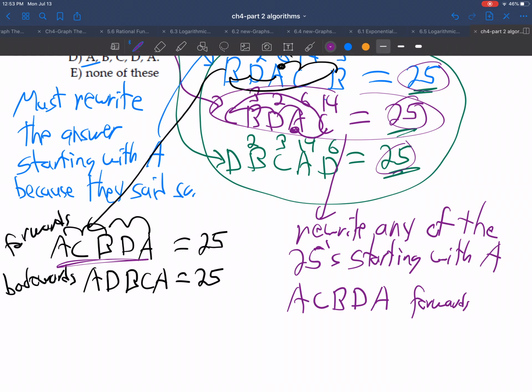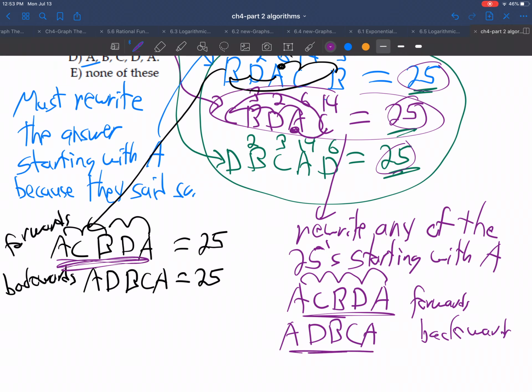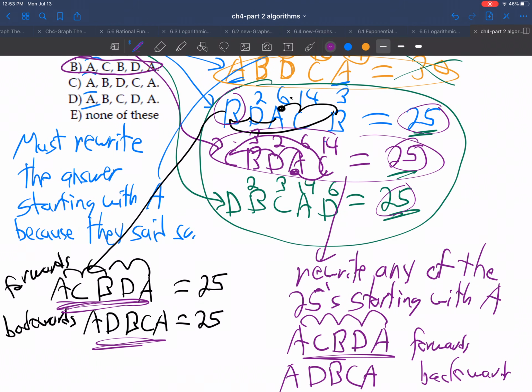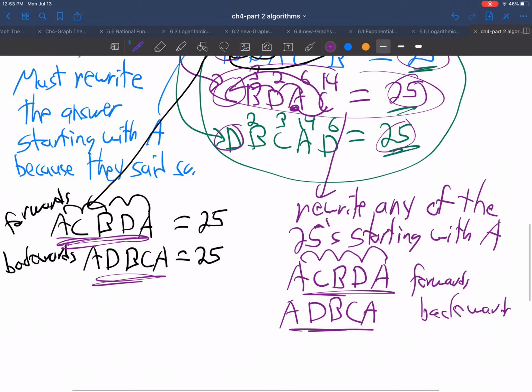What do we always do? Then we write it backwards just to make sure we're finding the right answers. A, D, B, C, A. Do you see that these two answers are exactly the same as these two answers? They're both the same loop. They just happen to have been started with B here, and C here, and D here. They're all the same loop. When you rewrite them starting with A, you'll see they're all the same loop, really. They were just starting at a different point in that loop. So do you understand that?